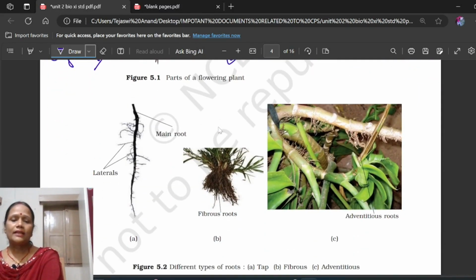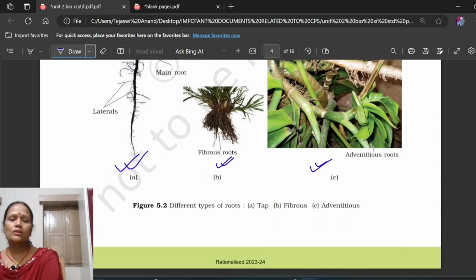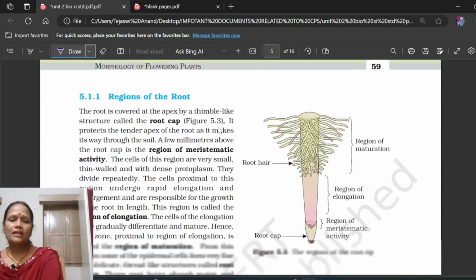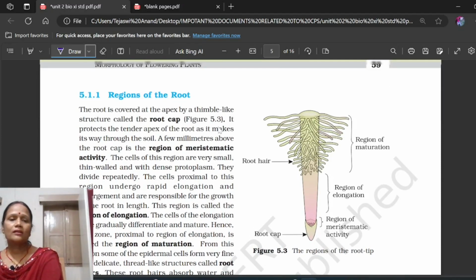And I think in next class we shall study different types of stems also. Roots you can see here, fibrous roots, adventitious roots, you can also see the diagrams. These are the regions of root, and we can study this today, and after that I am going to stop the class, because we shall study in next class also. You can see the diagram here. The root has been divided into three regions: region of meristematic activity, region of elongation, region of maturation.